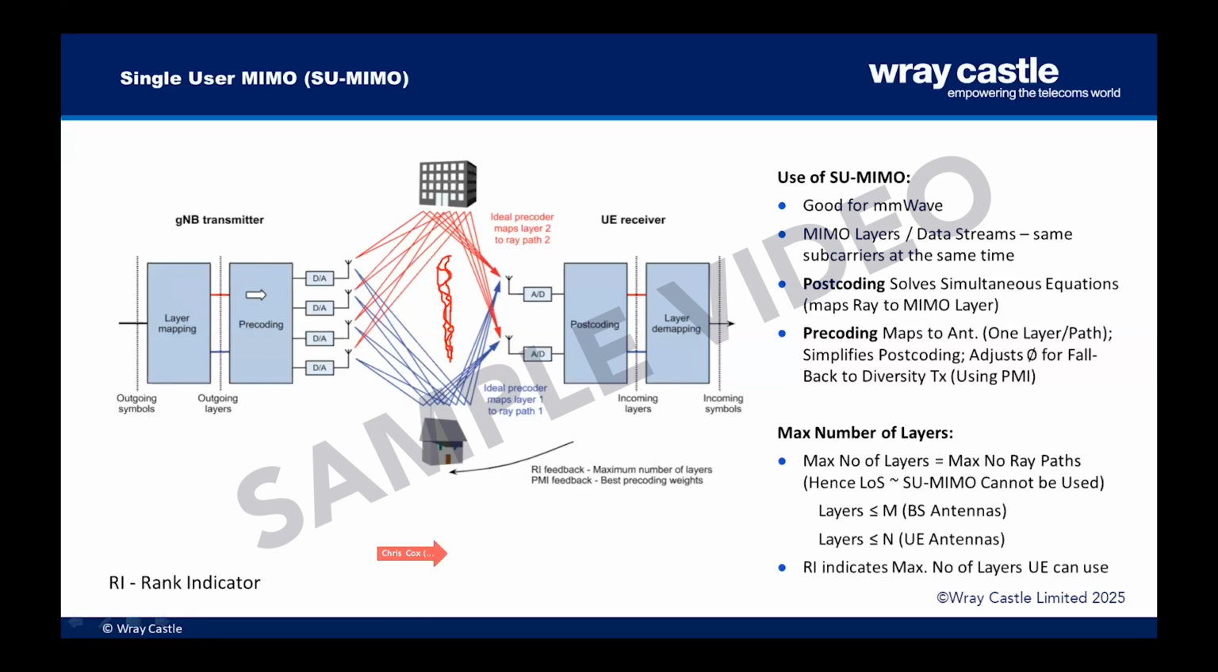The transmitter includes a precoder. The action of the precoder is to map the red layer to the red ray path, essentially directing a red beam out in this direction and ensuring that there is a null of the red beam pointing down here.